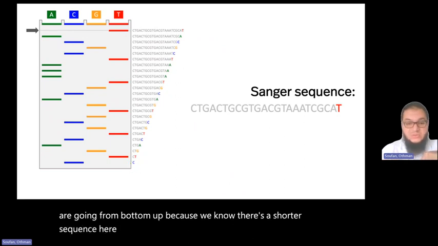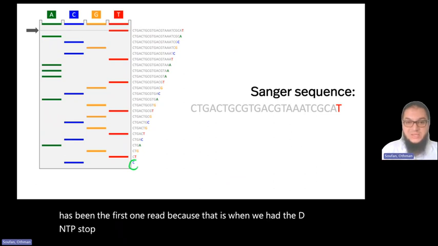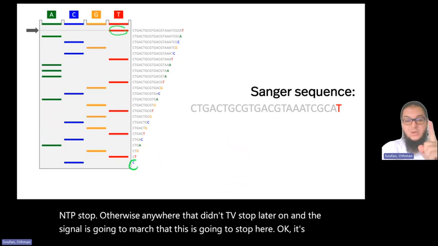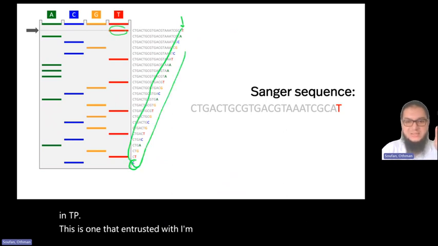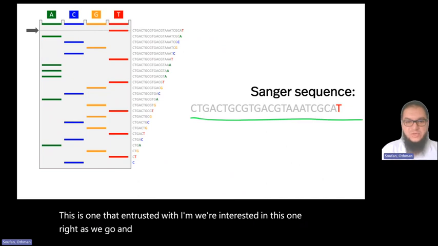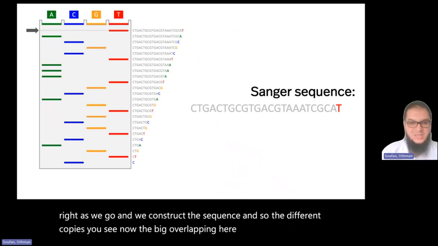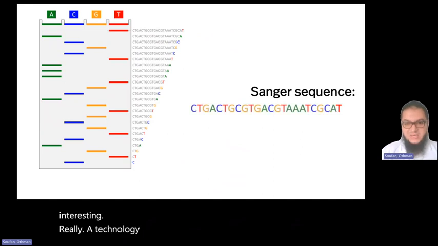And it's not only shorter, it means it was the first one read, because that is when we had the ddNTP stop. Otherwise, anywhere the ddNTP stops later on, this technology is going to match that. It's not only a longer sequence, but it also gives me the position of the ddNTP. This is the one I'm interested in, right? As we go and construct the sequence. And so the different copies, you see now the big overlapping here, and that is very interesting, really a technology and technique to read the DNA sequence.